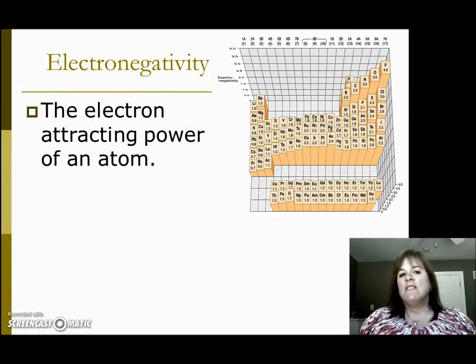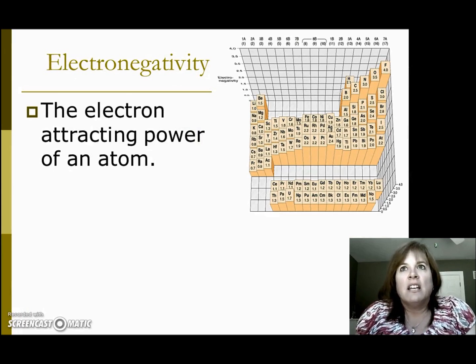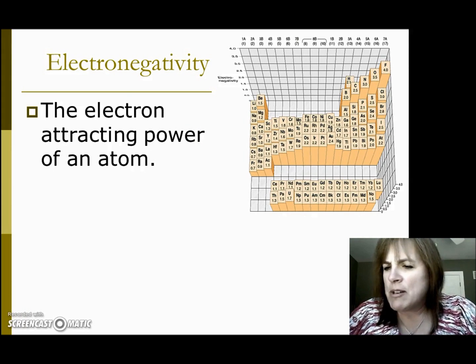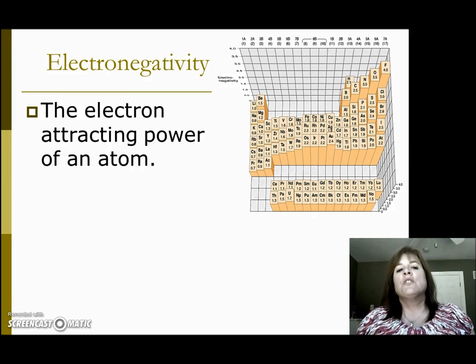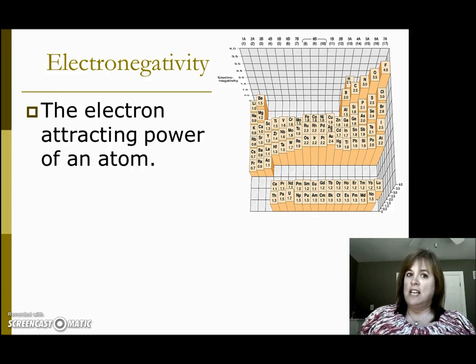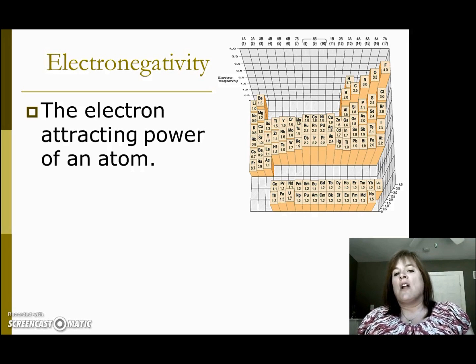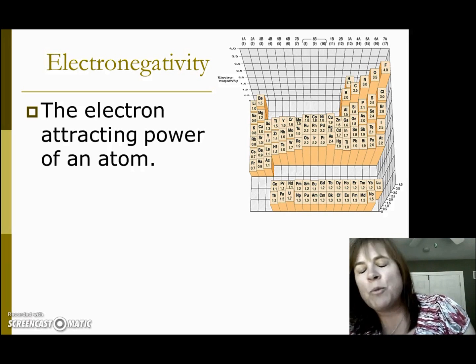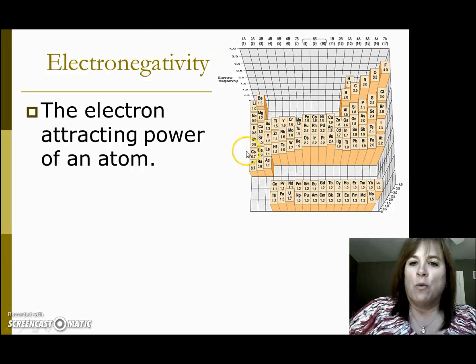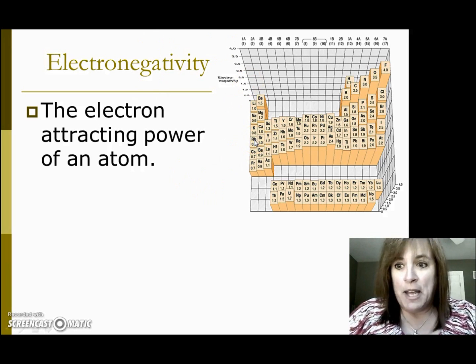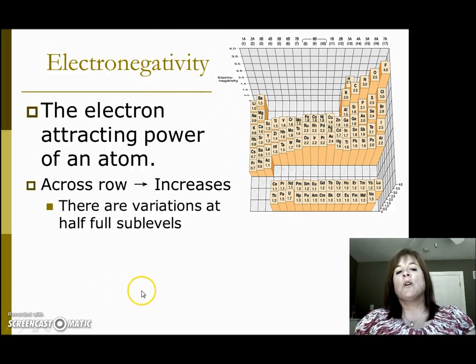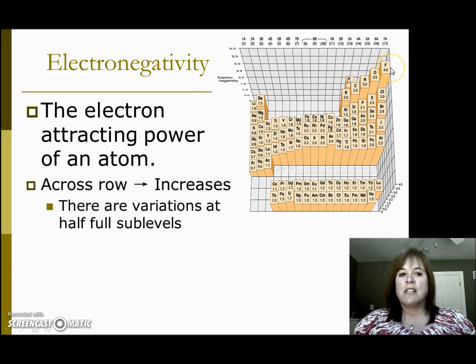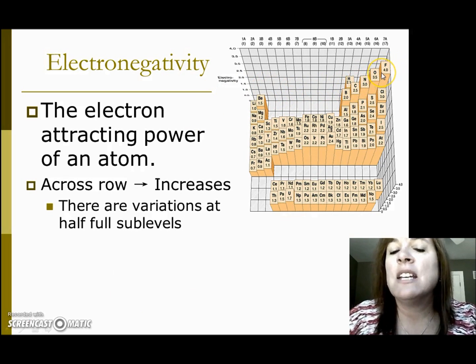Now, electronegativity is like ionization energy, except remember I said it's like the exact opposite. Electronegativity is how attractive an atom is to an electron. So we call it the electron attracting power of an atom. As you can imagine, the ones that are closer to 8 are much more attractive than the ones that are here and far away from 8. So as we go across a row, just like ionization energy, electronegativity increases.